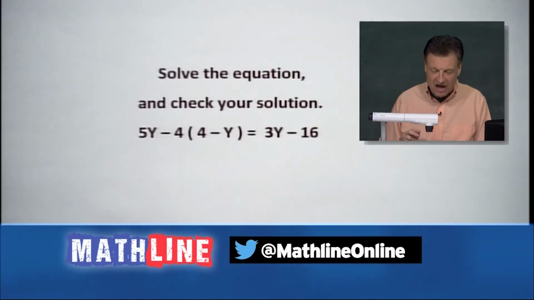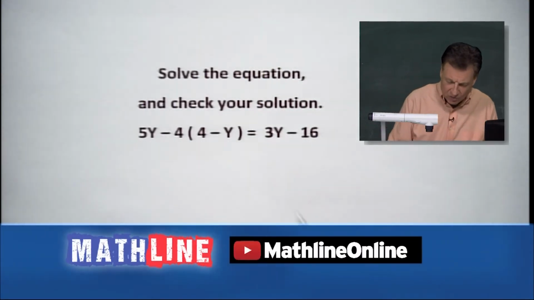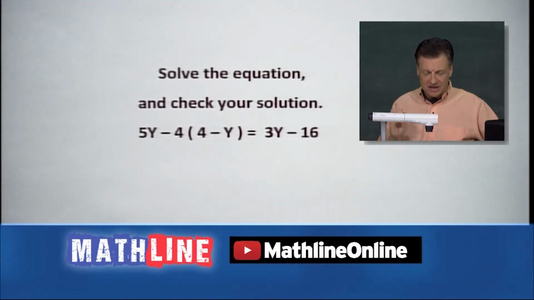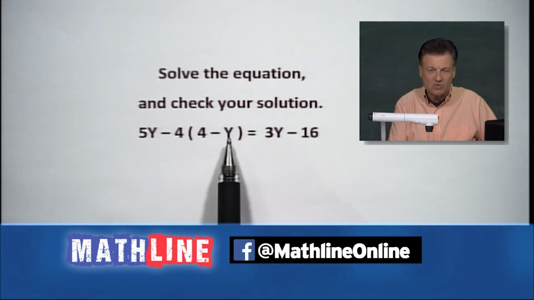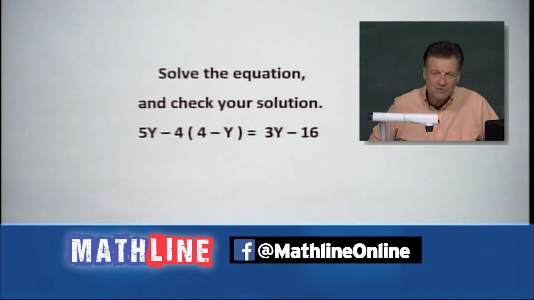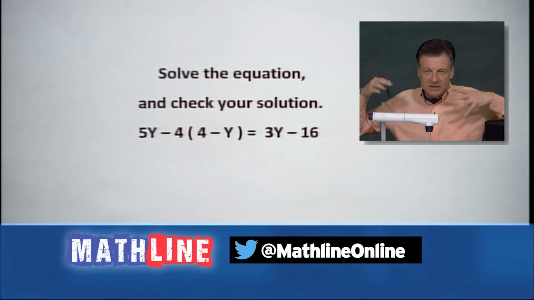Let's play it. We've got another one coming our way here to watch out for. Got a 5y leading the way here. We're going to solve and check. Got a 5y, and we got a -4 times in the parentheses, 4 minus y, equaling our 3y minus 16. Let's see if we can just click through this, all right, without really me talking too much to you.